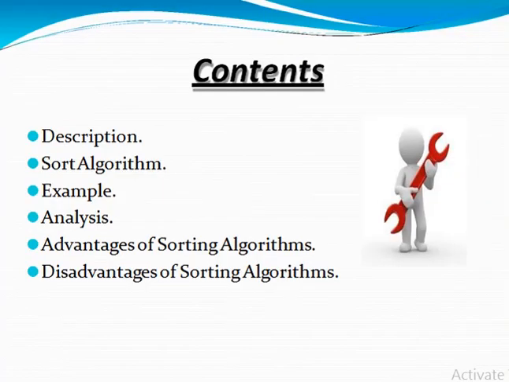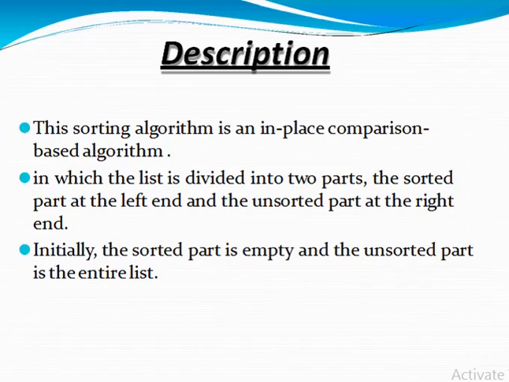These are the contents for today's video, where first is the description. What is selection sort? Selection sort is an in-place comparison based algorithm in which the list is divided into two parts. The sorted part will be at the left end and the unsorted part will be at the right end. In other words, it is also called a comparison based algorithm.